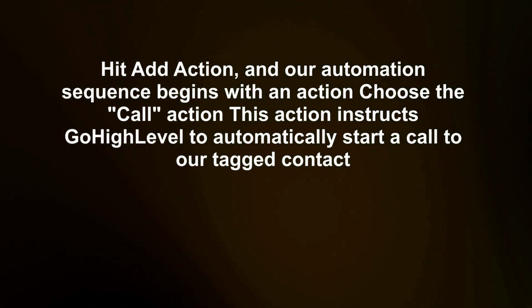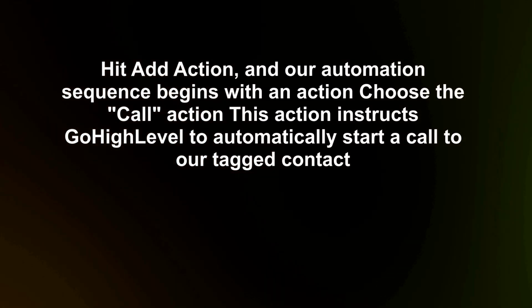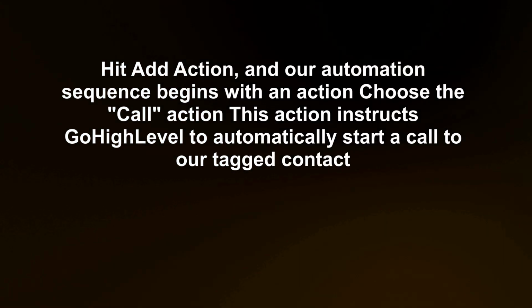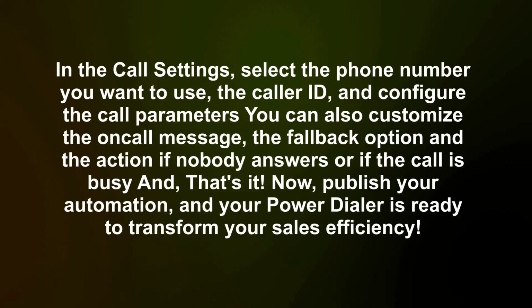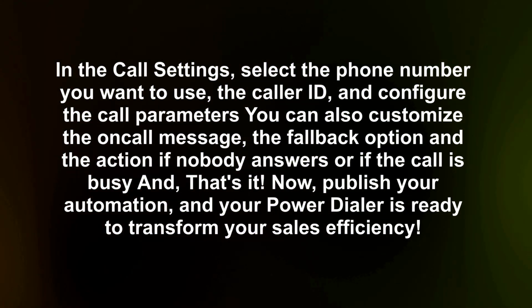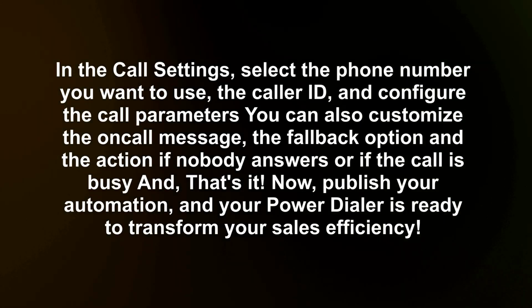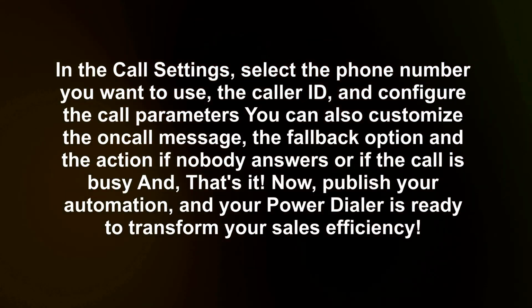Hit Add Action, and our automation sequence begins with an action. Choose the Call action. This action instructs GoHighLevel to automatically start a call to our tagged contact. In the call settings, select the phone number you want to use, the caller ID, and configure the call parameters. You can also customize the on-call message, the fallback option, and the action if nobody answers or if the line is busy. And that's it.